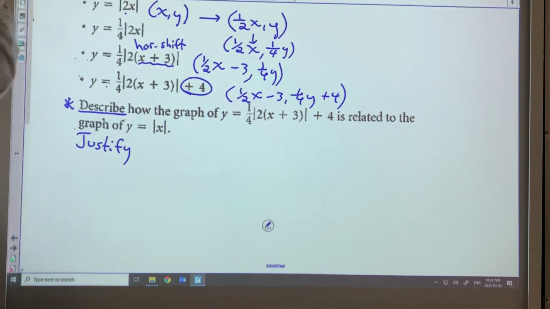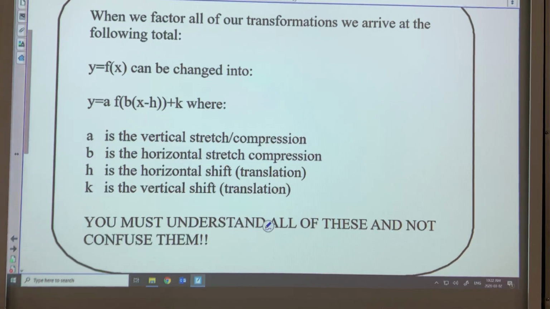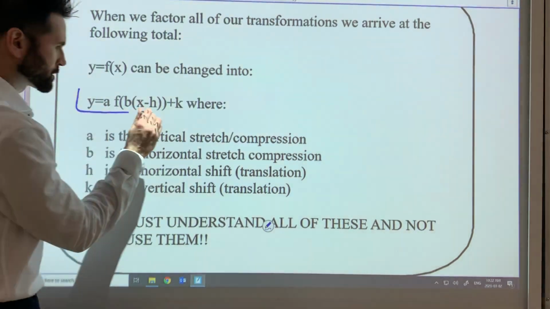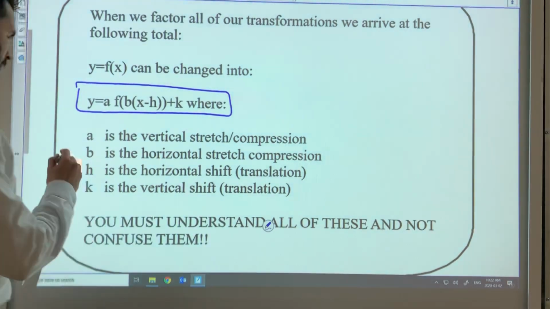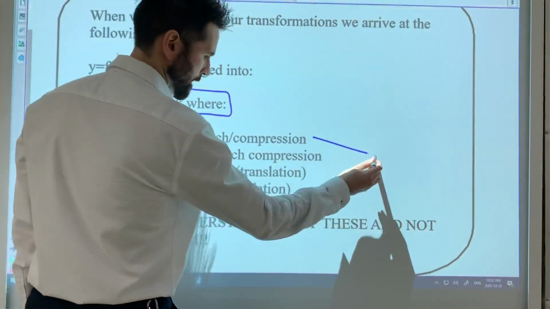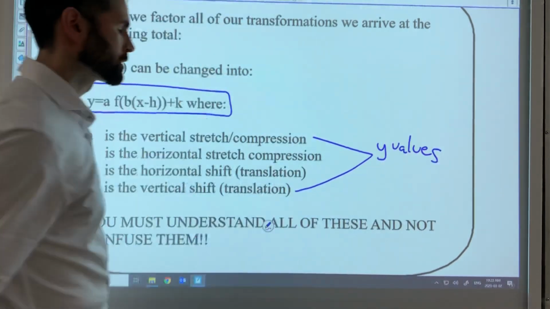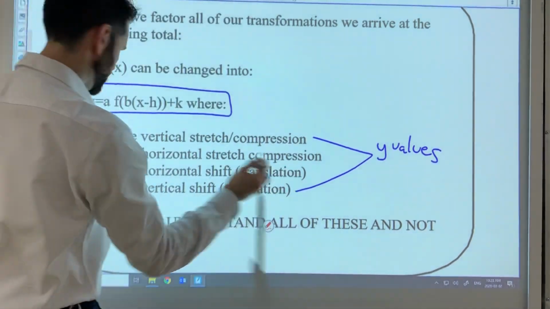Okay, so what's the big deal? Here it is. Everything we've done together, all at once. So when we factor all our transformations, we arrive at something that looks like this. These are the letters we're going to be using to refer to all the transformations. Okay, so A and K are the ones that affect the Y variable. So if you just want to write Y values right there. And then B and H, if I use a different color here, those are the ones that affect your X variable.